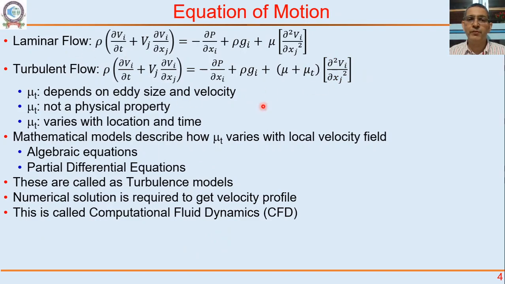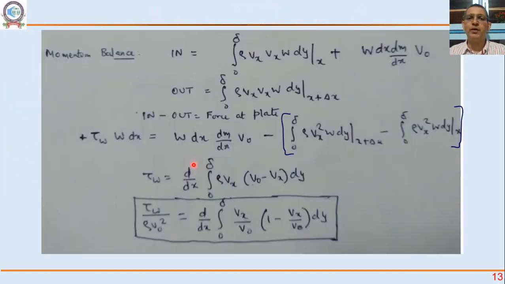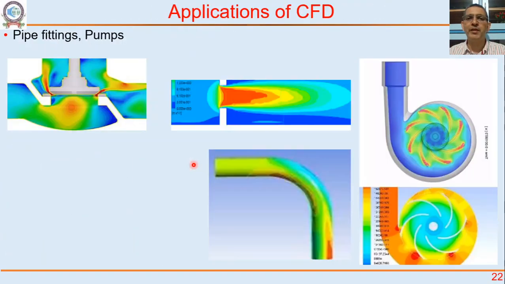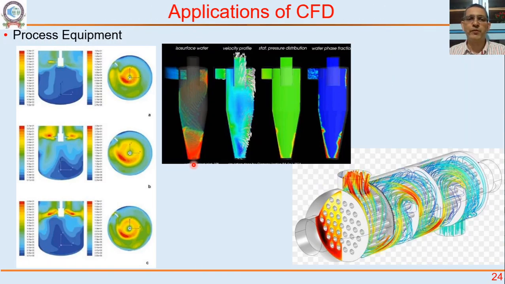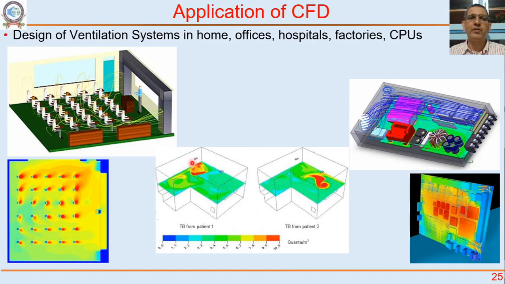Solving these equations with a turbulence model, I don't need empirical expressions for head loss coefficients. I don't need empirical expressions for valve discharge coefficient. Everything can be calculated. Ventilation systems in offices, homes, like a classroom, how the temperature field is in a classroom.